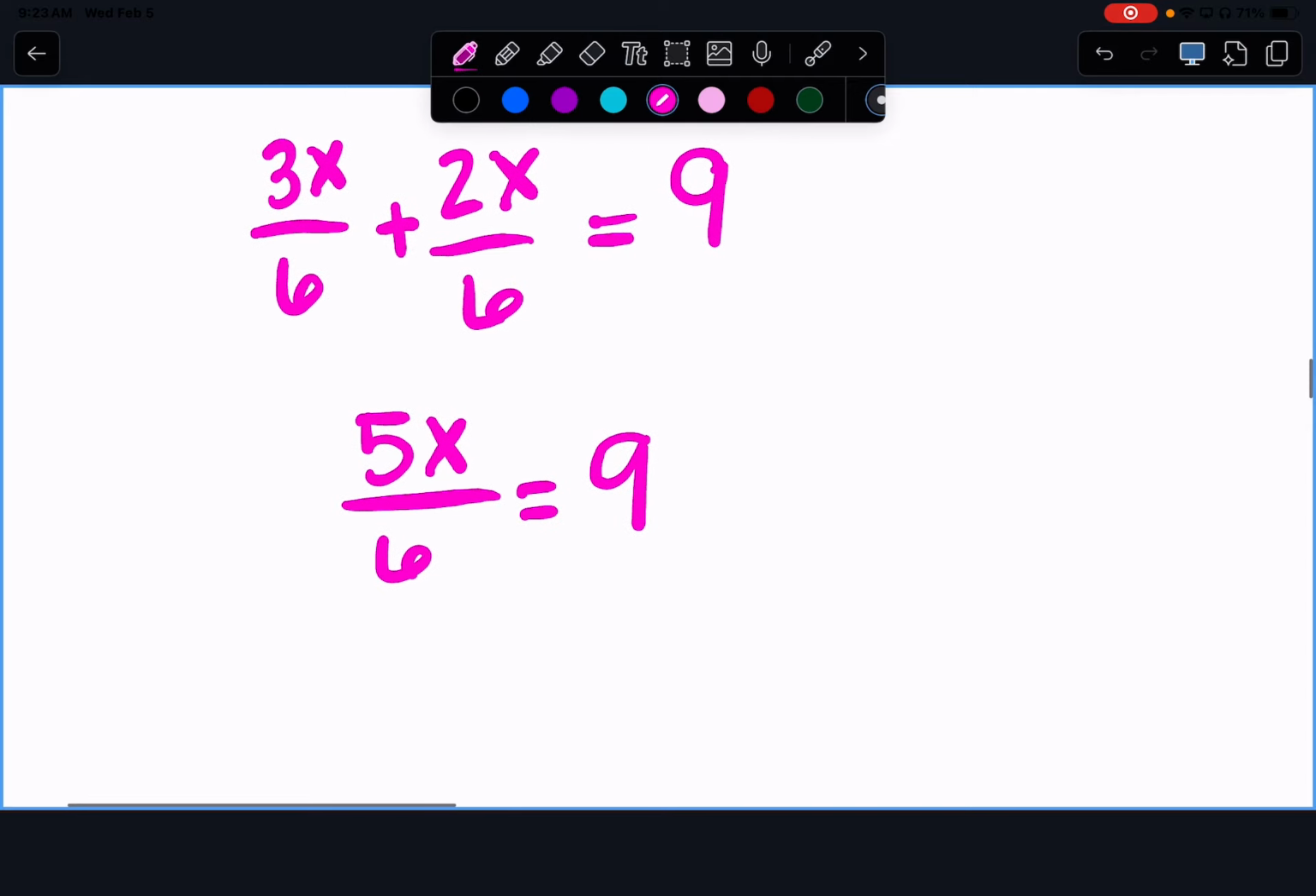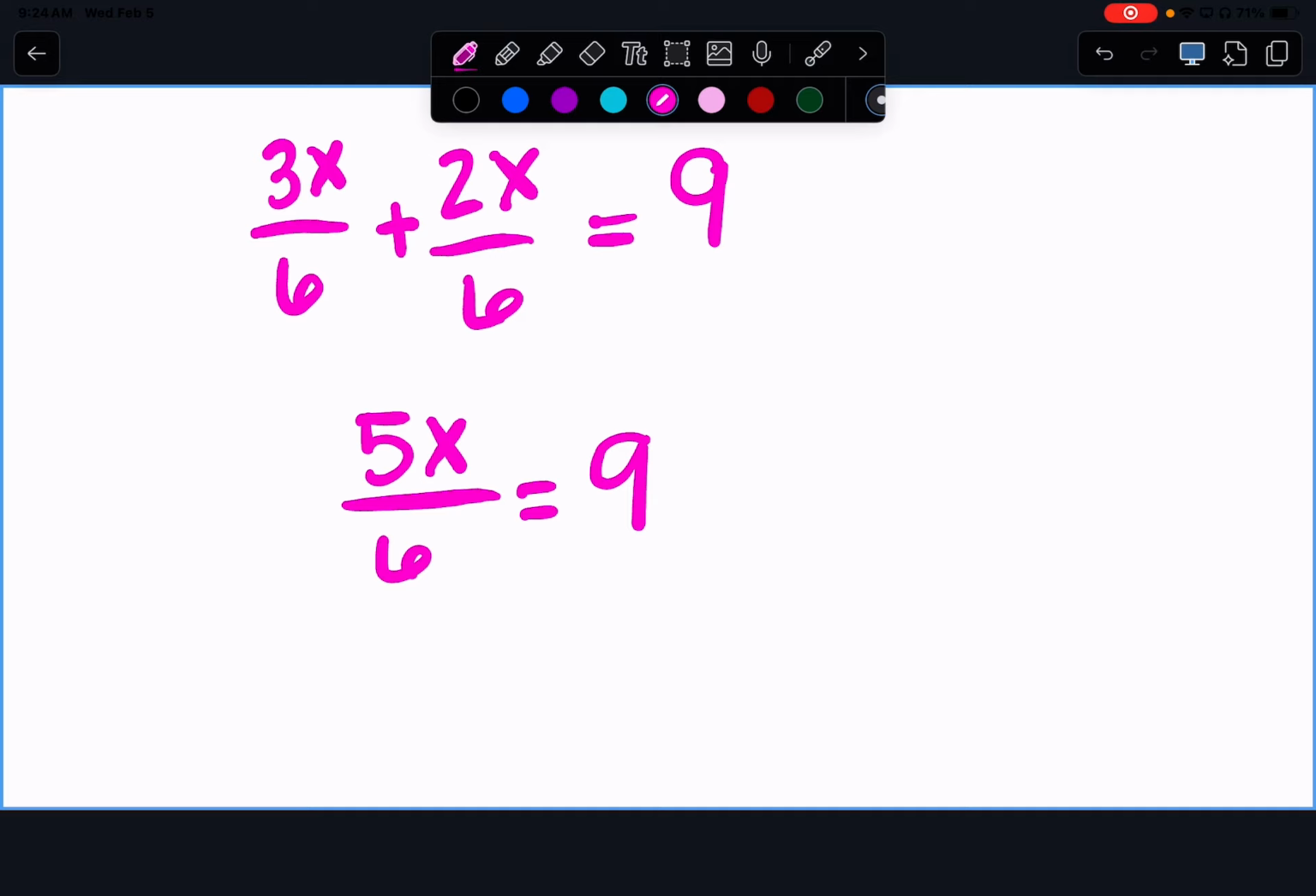Wait, how? And then you put 1 under the 9. Not number 1. So you get 5x over 6 equals 9 over 1. I can do that. Then I could multiply by the reciprocal. Okay, we can do this one of 2 ways.